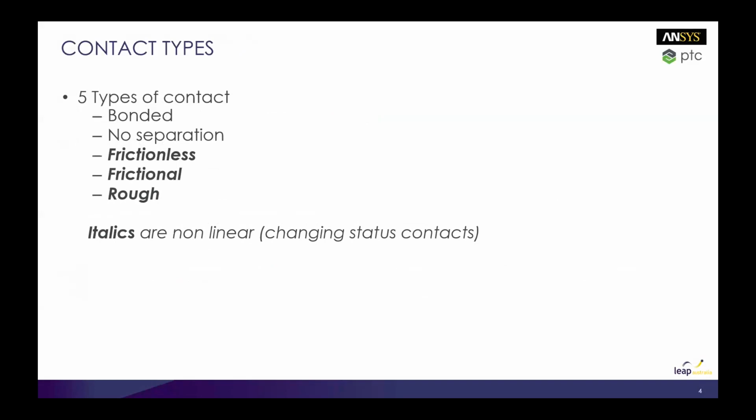Okay, so in contact, there's basically 5 different types of contact, and we'll cover these in a fair bit of detail. There's bonded, no separation, frictionless, frictional, and rough. The ones in italic are non-linear contacts or changing status contacts. The other 2, bonded and no separation, are classed as linear contacts.